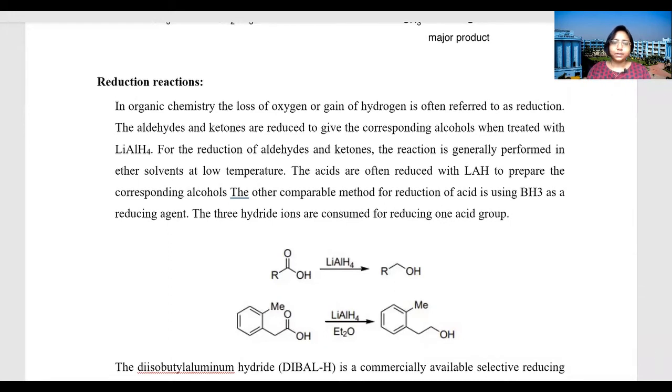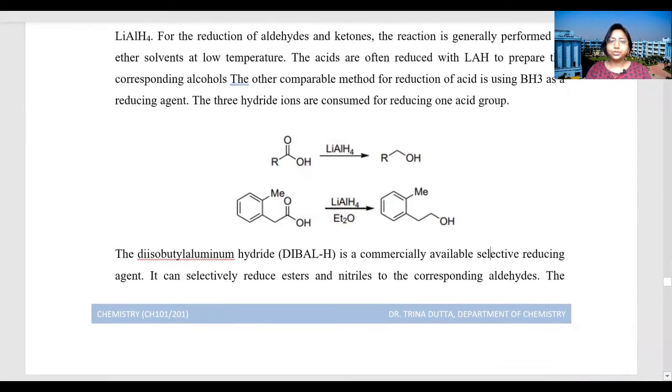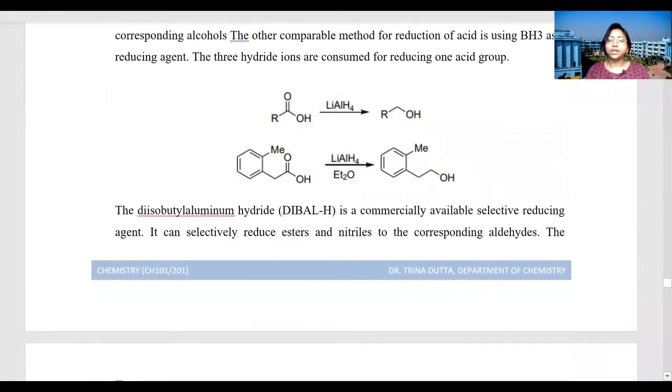So the next is diisobutyl aluminium hydride, DIBALH, which is a commonly available selective reducing agent. So you have learned another reducing agent, that is DIBALH. When you write any example of an oxidizing reagent or reducing reagent, you give the full name.